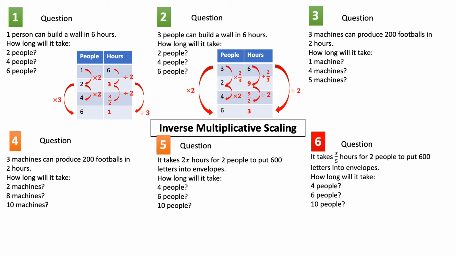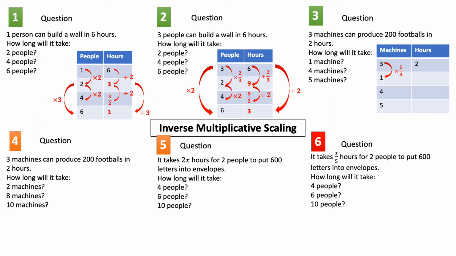On to question 3 then. So I have 3 machines producing 200 footballs in 2 hours. Set up my table with the information that I've got, and then I'm going from 3 machines to 1 machine to start with. So that means I have to multiply 3 by 1/3.